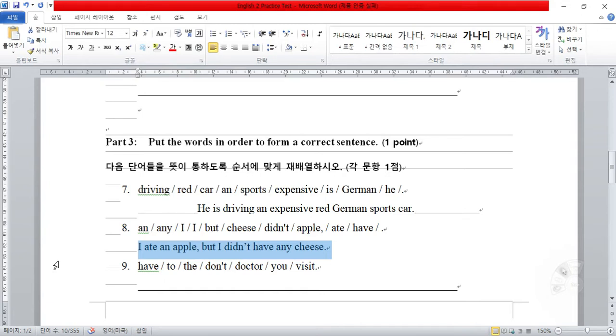Okay. Let's go down to number 9. Number 9, have to the don't doctor you visit. Okay, it sounds like something about obligation. Okay, we studied that in Unit 9. Okay, so what's the subject? Doctor? You? We have an auxiliary verb, a verb, and another verb. Okay. All right. Quite simply, I'm looking at have to. Right there sounds like one word, and I'm starting to put this together. So I don't know the subject, but the verb is don't visit. Okay, and have to is a word of obligation, so have to.